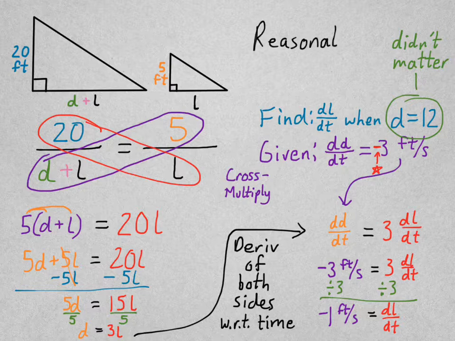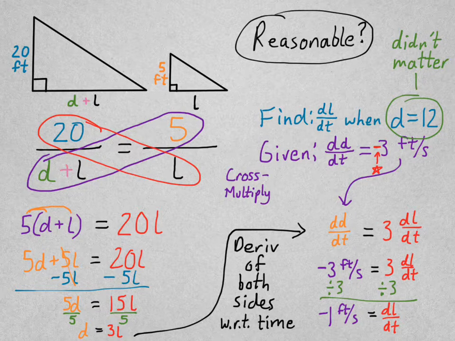Is that answer reasonable? Well, I do consider that dl/dt is less than 0. It's negative, which makes sense. His shadow should be getting shorter the closer he walks to the light post. That checks out. And also the units of feet per second is reasonable. So I think it sounds pretty good to me.